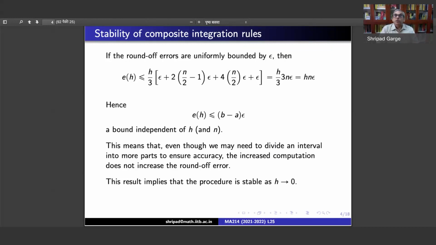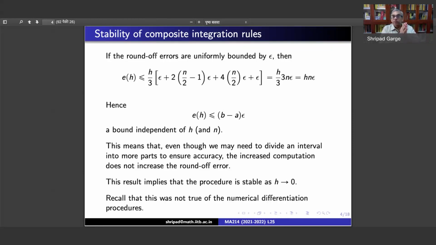This means that the procedure is stable. This is the stable procedure. As h goes to 0, there is no change in the rounding off error, and therefore this procedure is stable. Recall that the rule of numerical differentiation, that was not stable. So this is an example. I am really pleased to give you an example of a stable method.